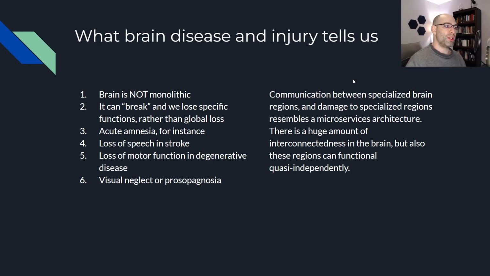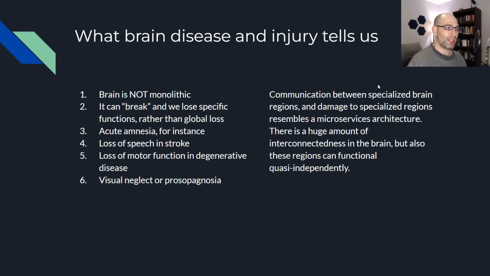So there's communication between specialized regions. And damage to those specialized regions resembles a microservices architecture. So, for instance, if you're on Netflix or Amazon, you might get a pop-up that says, oh, hey, your queue isn't available right now, but all this other stuff is still working, right? That's what I mean by you can lose one part, but the rest of it's still working.